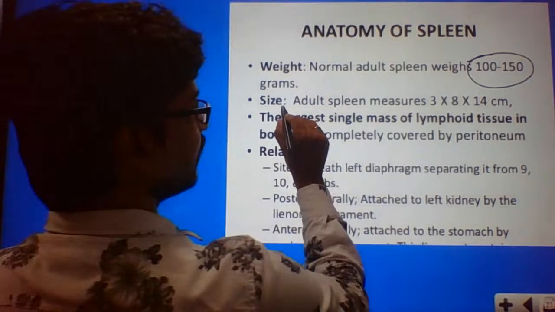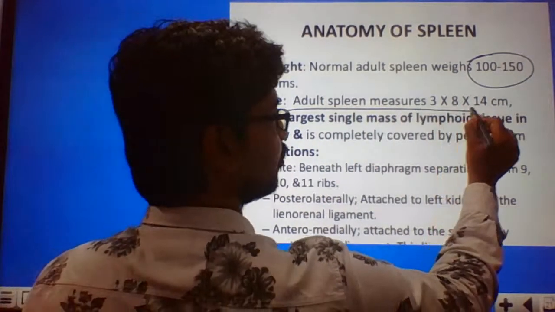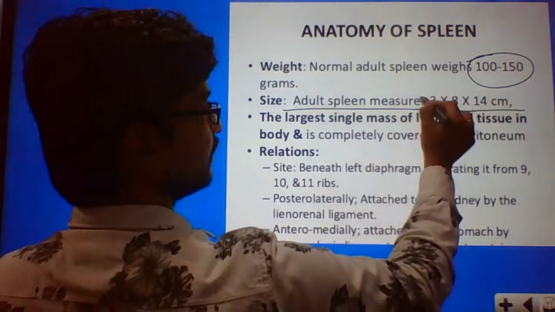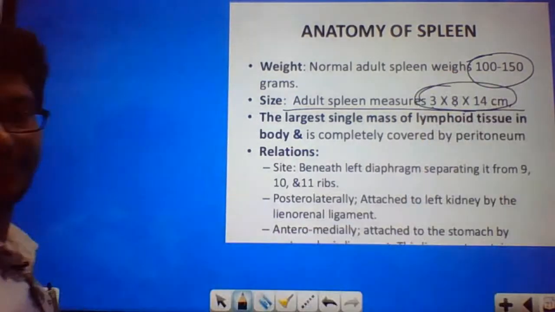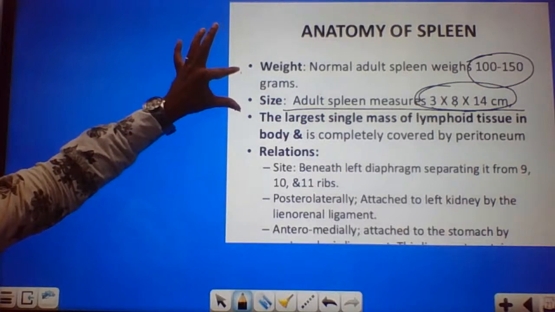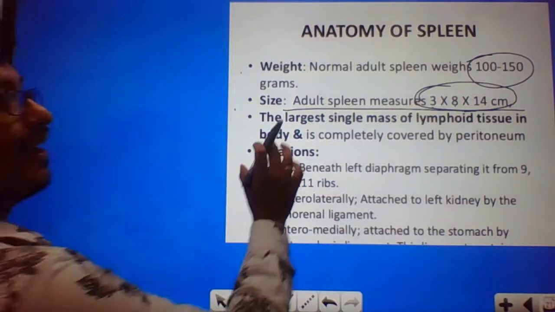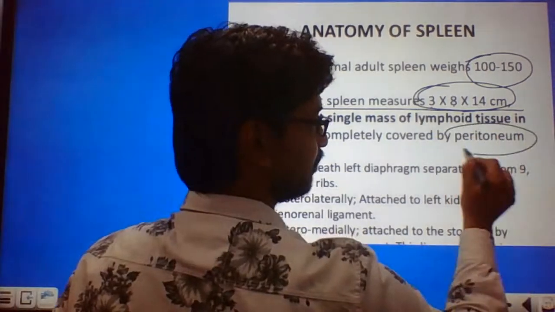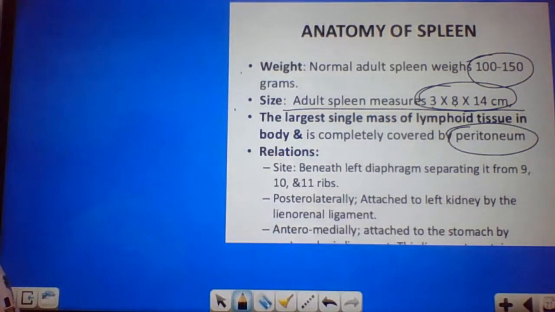So spleen oda size பாத்தீங்கன்னா, நீங்க அல்ட்ராசவுண்ட் எல்லாம் பாத்தீங்கன்னா இது கொடுத்திருப்பாங்க 3 into 8 into 14. So this is actually the size, length, breadth, width எல்லாத்தையும் சேர்த்து you could see 3 into 8 into 14 centimeters. This will be the size of the spleen. This is the largest single mass of lymphoid tissue in the body. The spleen is completely covered by peritoneum.